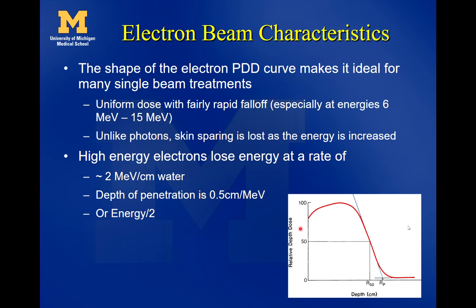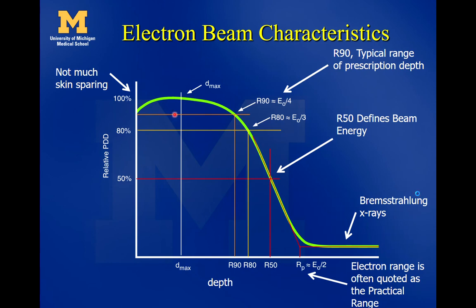And you can see in this diagram here, we have this curve drawn this way. It has this quickly dropping slope. We draw this line to it, and we have this position RP. And RP is the practical range of the electron beam, and we call that basically energy divided by 2. So here's a whole bunch of different things about an electron beam. And you should look at this slide and try to memorize as much of this as you can.